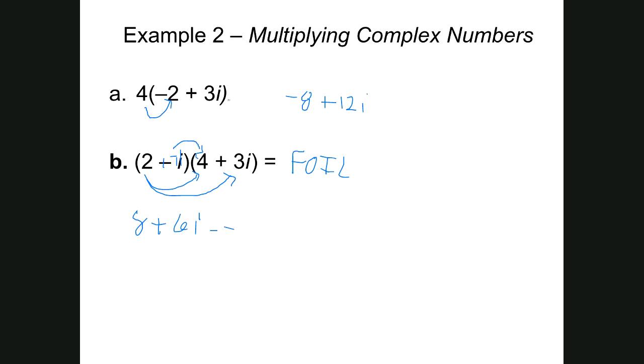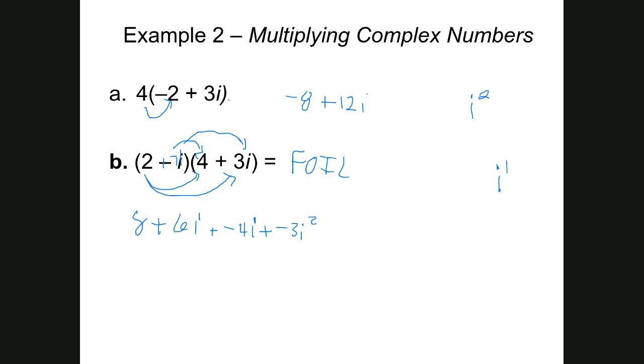So that gives me -4, plus -4i, and then -i times 3i. That gives me -3i squared. But what is i squared? That's the kicker. You can never, ever, ever, let me repeat this, you can never, ever leave an i with an exponent on it. The only exponent I can have is to the first power.